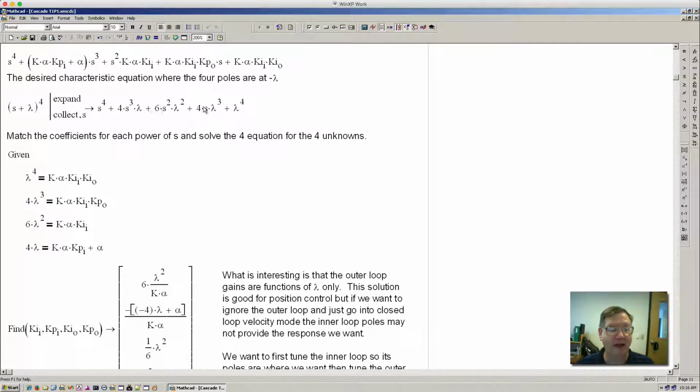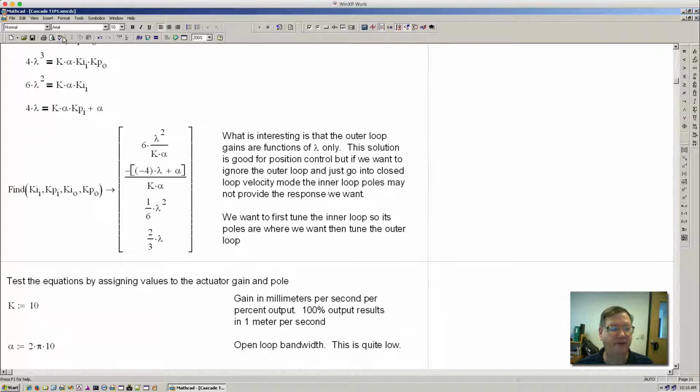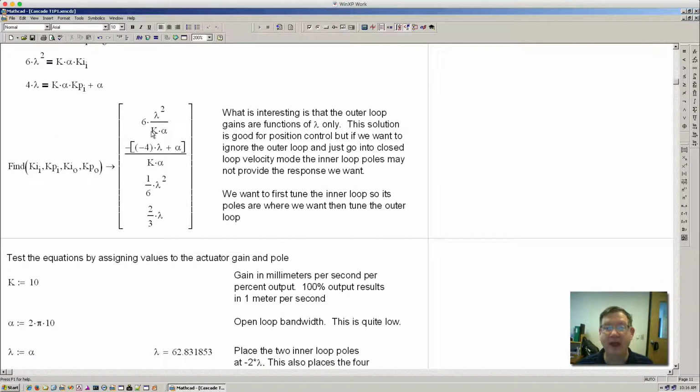And when I expand that out, I get these coefficients. All I do is match this coefficient with this one, which is done here, then the first power of s with the first power of s here, and then do the same thing for the second power of s and the third power of s. Then I solve the four simultaneous equations for four unknowns, and I get these four equations.